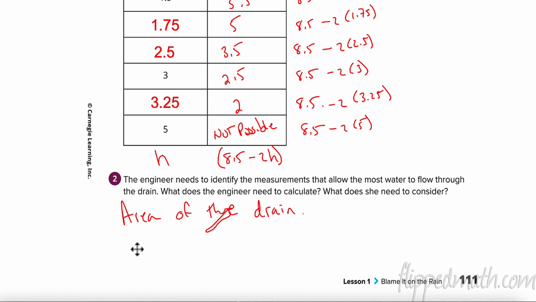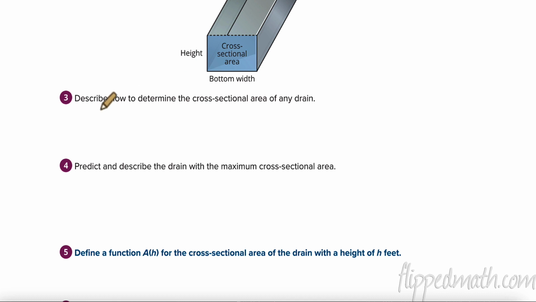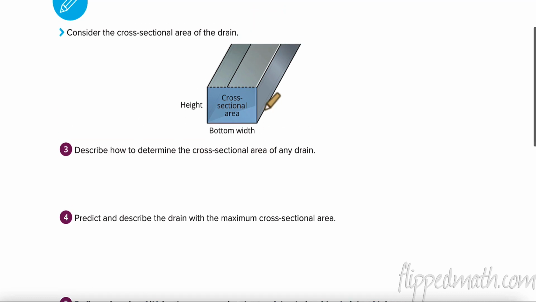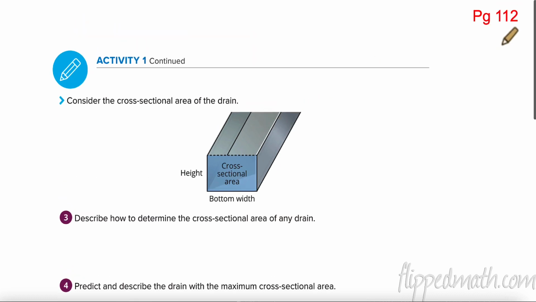And what do we need to calculate that? We're going to calculate that with the height, which we know is h, times the width. And do we know the width? Yes, we do. We have an expression for it: 8.5 minus 2h. Okay, so we're going to calculate the area using the height and the width. All right, so over here it says, describe how to determine the cross-sectional area of the drain. We're on page 112. So the height times the width.